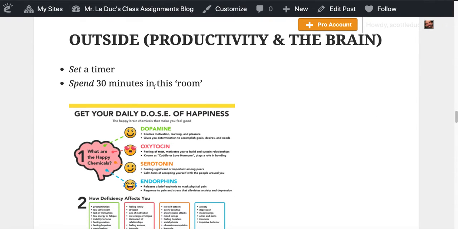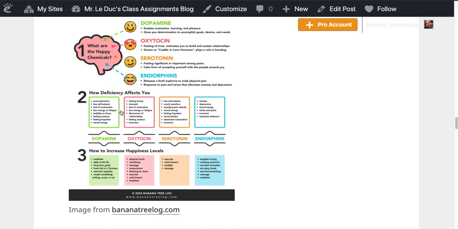Then I want you to spend 30 minutes looking over this document and look at: are you feeling lonely, low self-esteem, anxiety, inability to focus, low energy or fatigue? These are all things that I think we all feel right now. And here are ways to counteract them. Take a look at that.